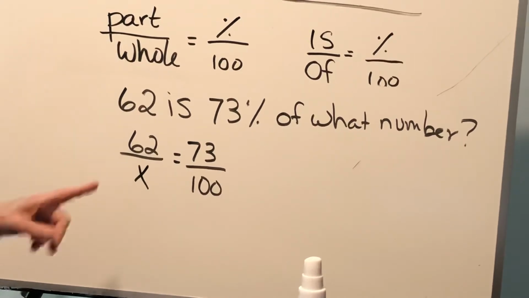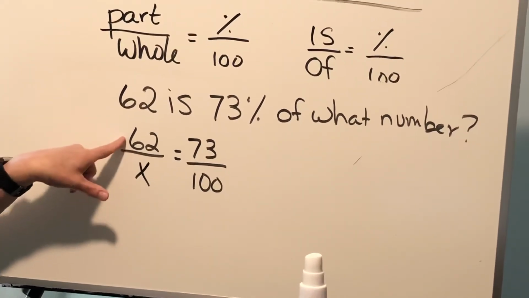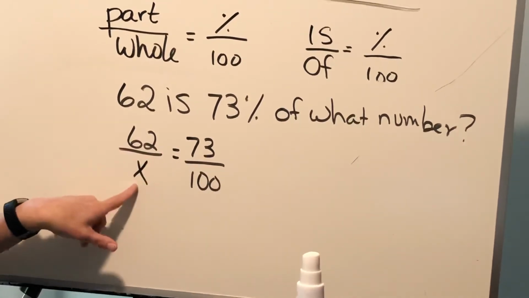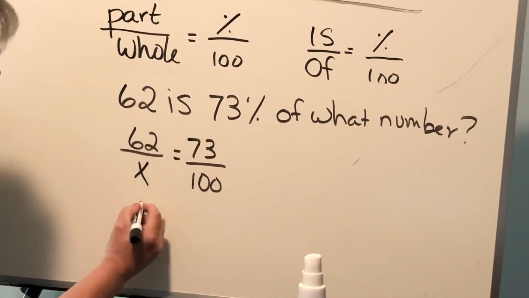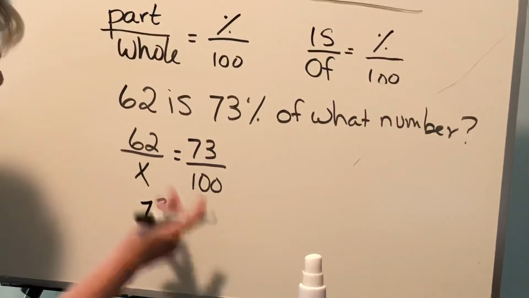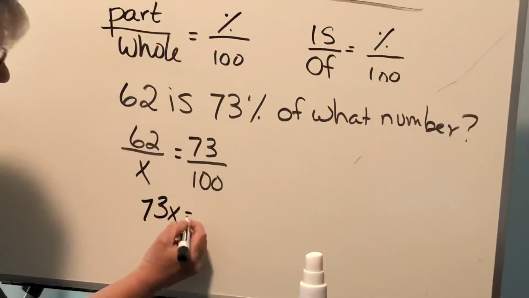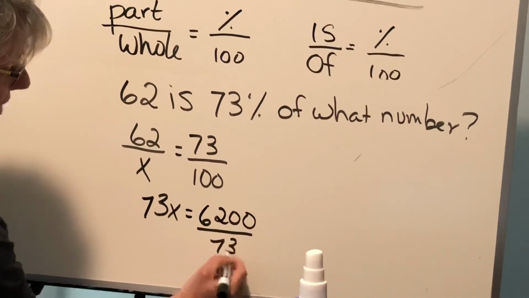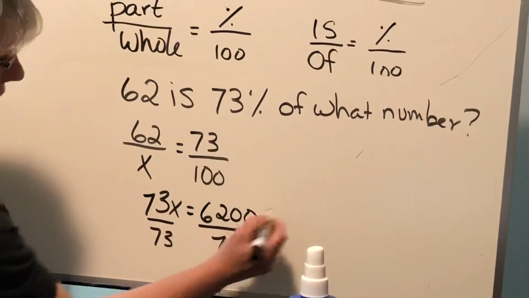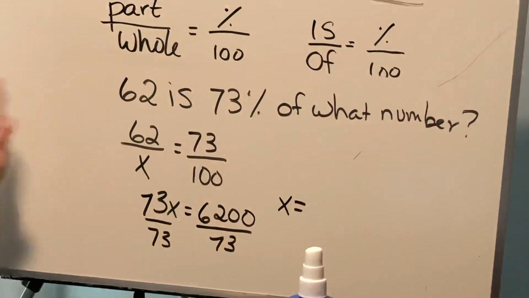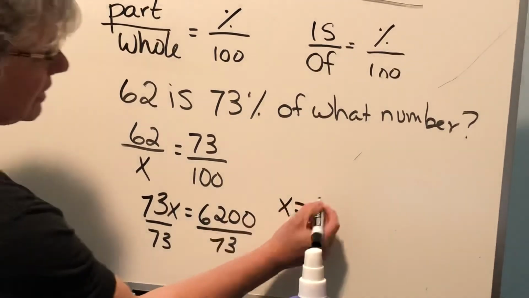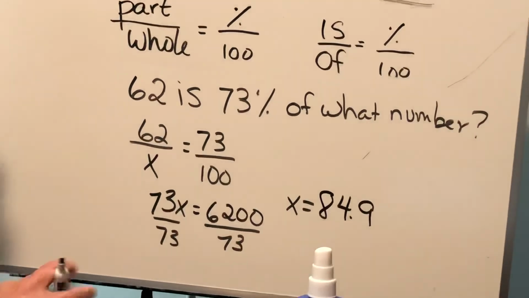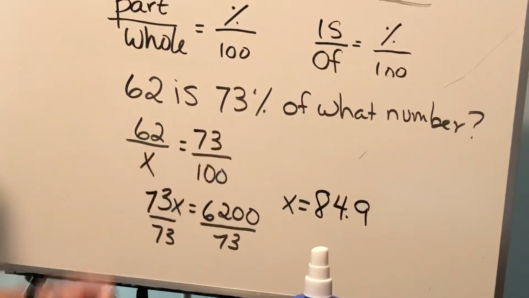Notice in each of the different problems, when we were looking for the part, the x was here. When we looked for the percent, the x was here. When we looked for the whole, we put it here. Again, we'd still butterfly or cross multiply. 73x equals 6,200. And dividing each side by 73, we get, again, x is roughly 84.9. And we don't put a percent here because we already have percent in our question.